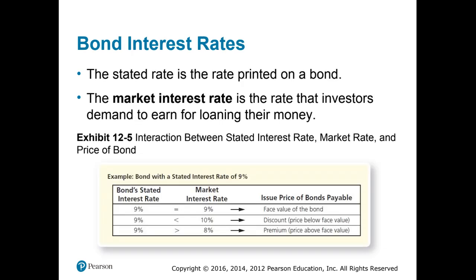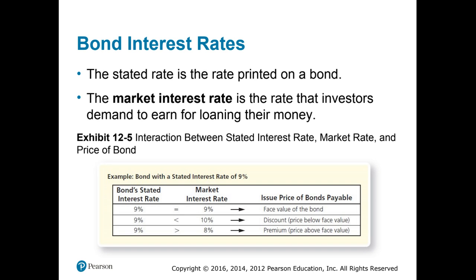The stated rate is the rate printed on a bond. The market interest rate is the rate that investors demand to earn for loaning their money. So here we see this example of a bond with a stated interest rate of 9%. If it equals the market interest rate, then the issue price of the bond was the face value of the bond. The stated rate equaled the market interest rate. It was at face value.